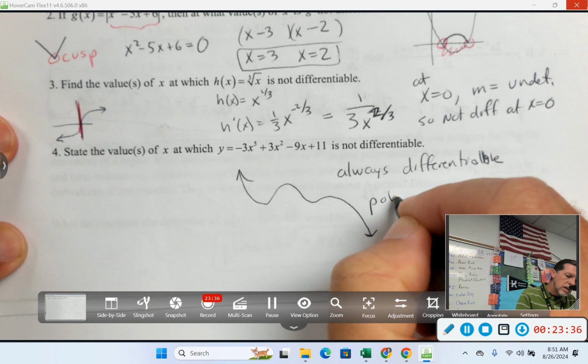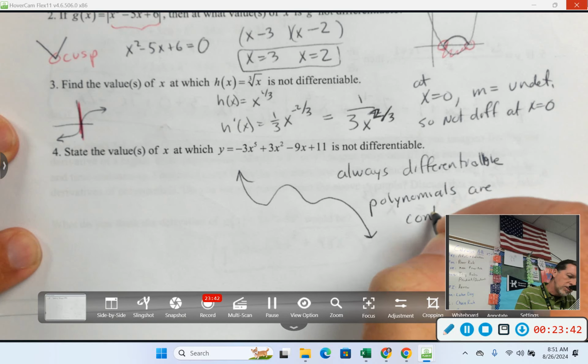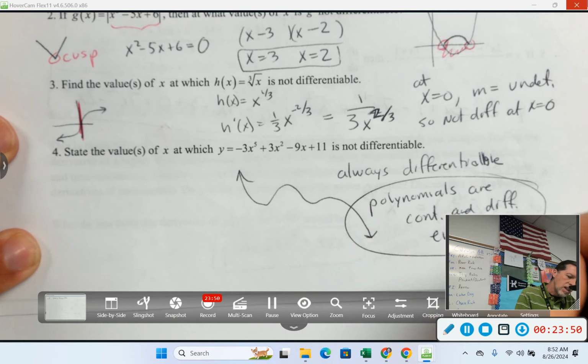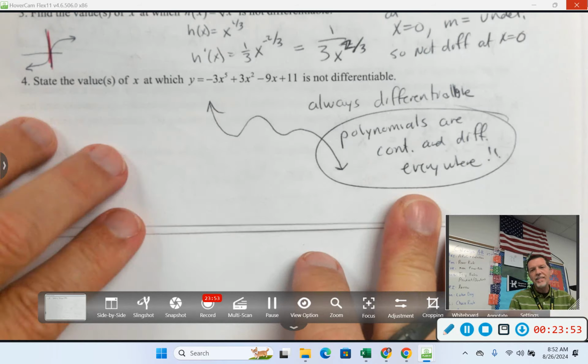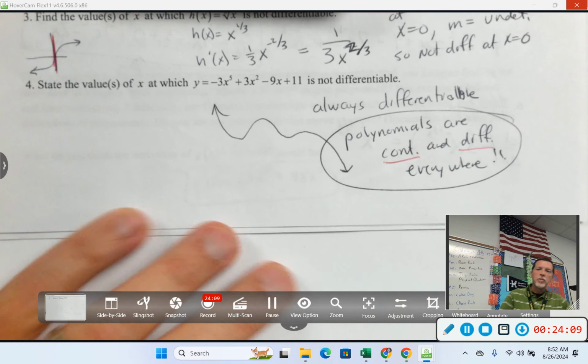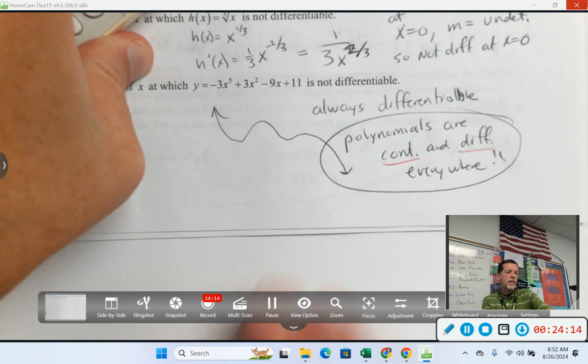Because polynomials are continuous and differentiable everywhere. And we use that a lot, because a lot of times we need a function to be continuous in order to use IVT or squeeze theorem. Those are 2 that we've done. Later on, we'll need things to be differentiable to use other theorems, which is why we like polynomials, because they're always both of those things, so we don't have to worry about it.